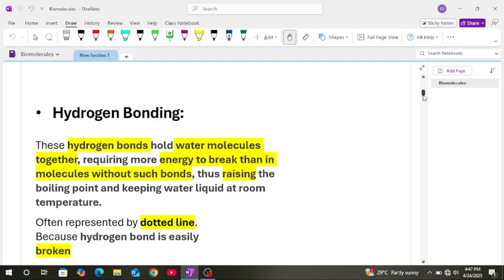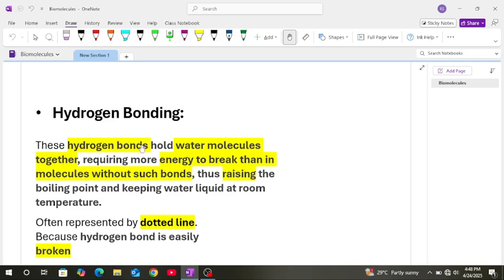Hydrogen bonds, as we have mentioned before, are represented by dotted lines, and they are weak forces because one water molecule is attracted by the other water molecule. So the hydrogen bonds hold water molecules together. The significance of this hydrogen bond is that it helps in holding the water molecules together.